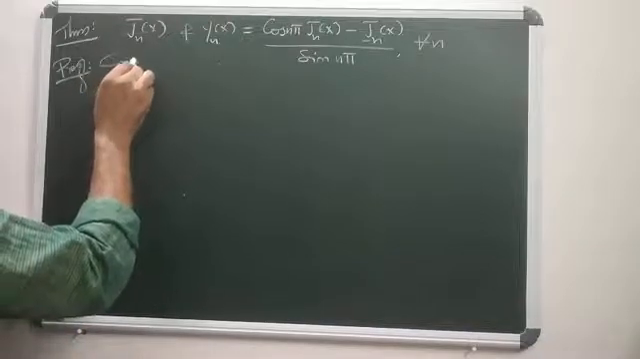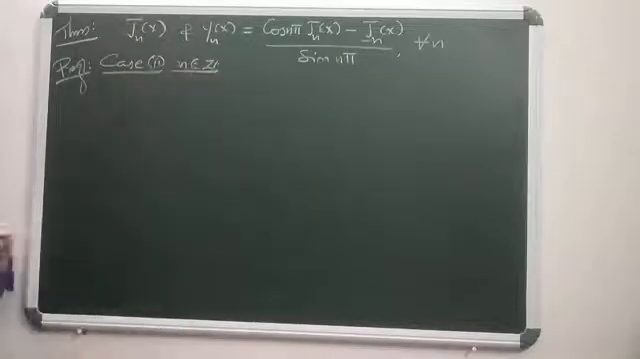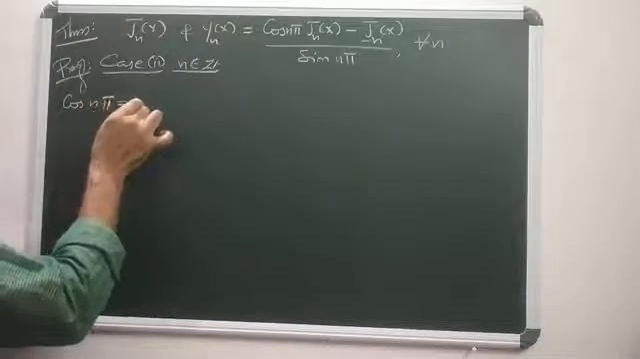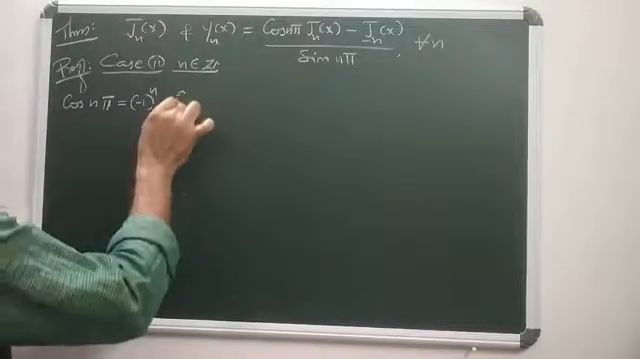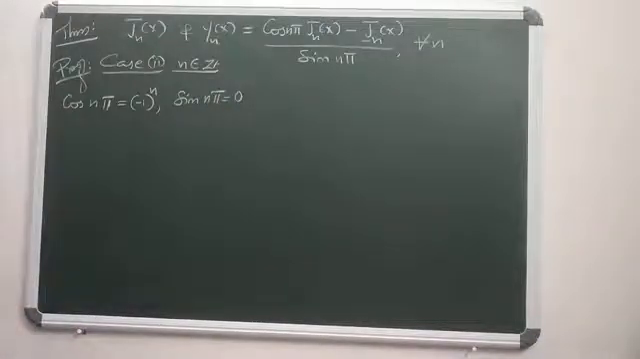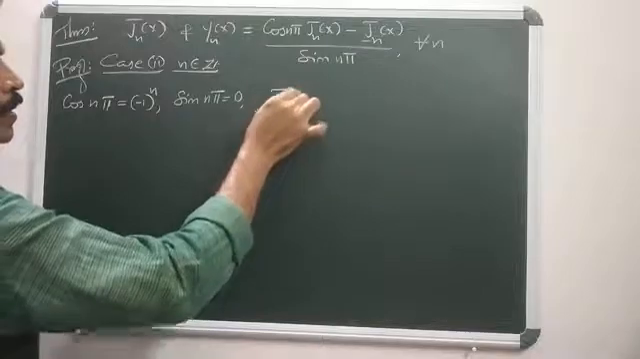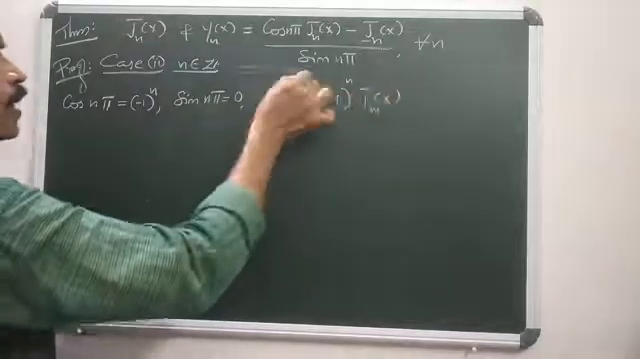Second case: n is an integer, maybe positive, negative or 0. When n is an integer, what is cos(nπ)? cos(nπ) equals (-1)^n. And what is sin(nπ)? We know that sin(nπ) equals 0. For any integer value n, cos(nπ) is (-1)^n and sin(nπ) is 0. Also, we know that when n is an integer, J_{-n}(x) equals (-1)^n J_n(x).